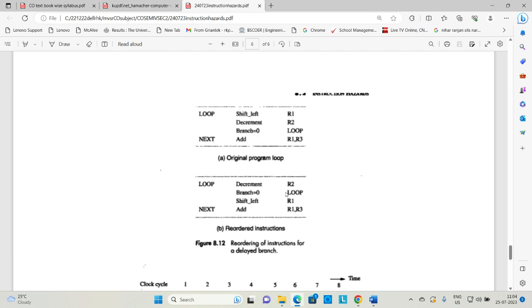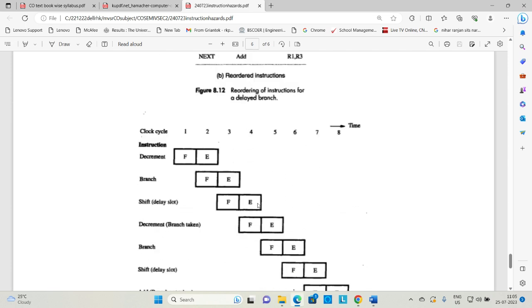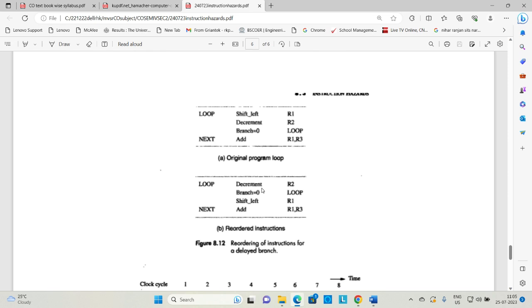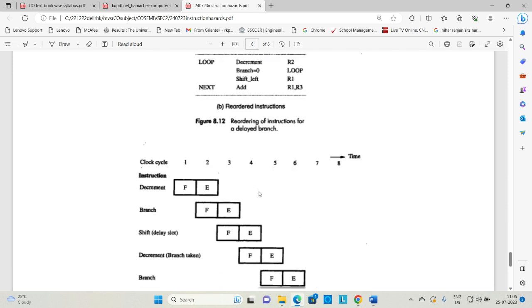So what we see here is the same instructions are reordered in part B. If you compare A with B, what we are seeing here, we have this shift left. We have brought it below the branch. That you need to remember. Now, what we are saying here, the instructions are reordered. So in the delayed branching technique, what happens is instructions are reordered. In this example, the instructions are reordered.